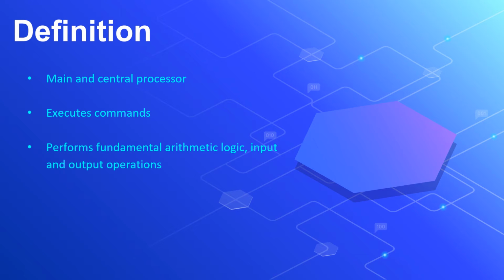CPU is a central processing unit. Alternatively, it is also referred to as a processor. A computer's CPU handles all instructions it receives from hardware and software running on the computer. The CPU is often referred to as the brain of a computer.